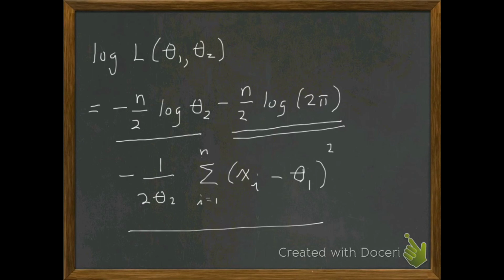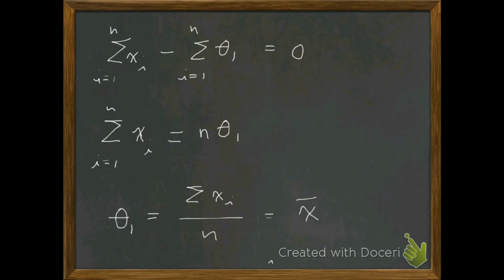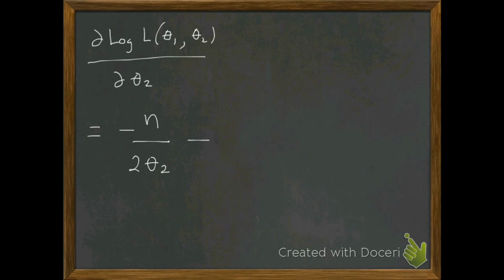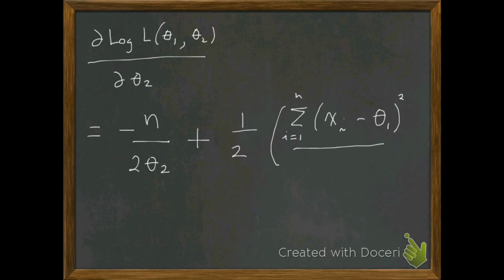That cancels out, so we think about this term as negative 1 half theta, negative 1. So, okay, I see. All right. So this term right here is going to give us a plus 1 half, and the sum from i equals 1 to n of x sub i minus theta 1 squared over theta 2 squared.